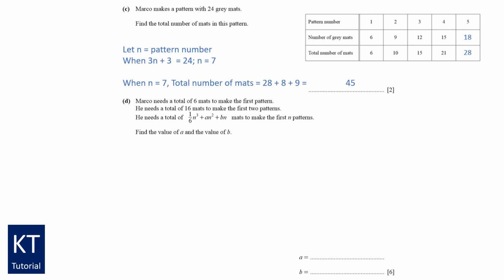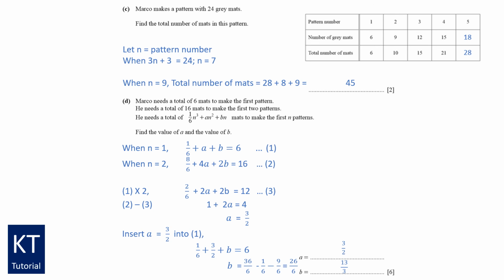Next, Marco needs a total of 6 mats to make the first pattern. He needs a total of 16 mats to make the first two patterns. He needs a total of the given expression to make the first n patterns. Find the value of a and the value of b. The solutions can be obtained by putting n equals 1 into the expression and equating that to 6. Also putting n equals 2 into the expression and equating it to 16 to form two simultaneous equations.